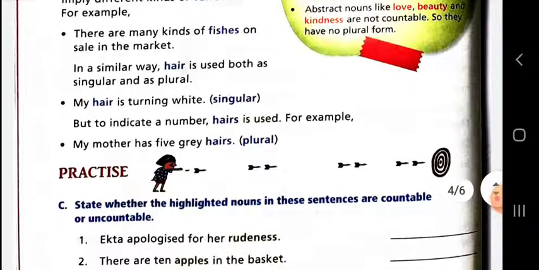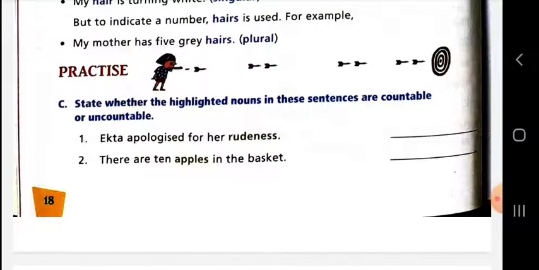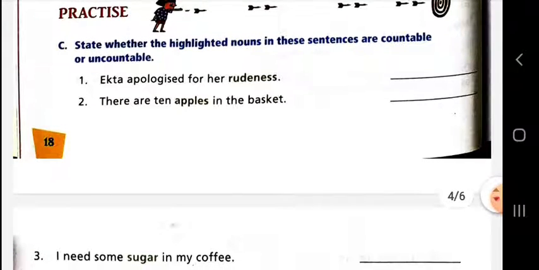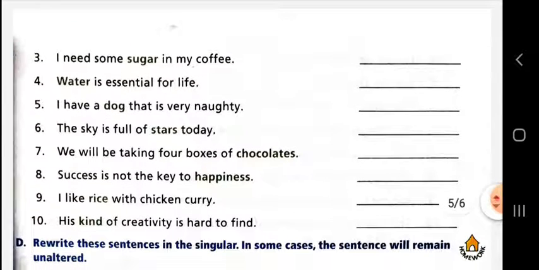Dear student, exercise C is given. To practice, you have to write whether the bold word is countable or uncountable. For example, Ekta apologized for her rudeness. Here the word rudeness is uncountable. There are 10 apples in the basket. Here the word apple is countable. In this way you have to solve this exercise. There are 10 sentences given, so you have to write whether they are countable or uncountable.